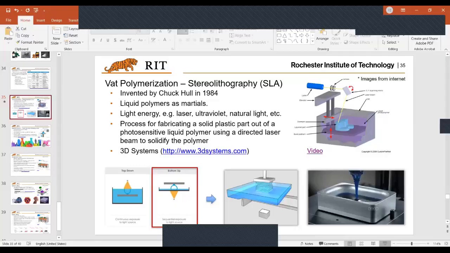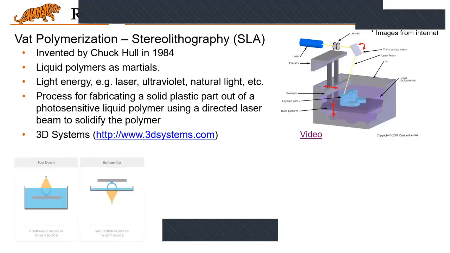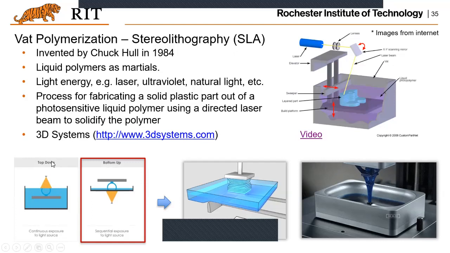So actually, even for SLA, there are different types. There are top-down process and also the bottom-up one. So the top-down one, based on the name, it prints the parts basically from the bottom portion to the top portion, right? But for the bottom-up one, as you can see here, the platform is on the top and it prints the parts from the bottom to the top. As you can see here, this shows how it looks like.